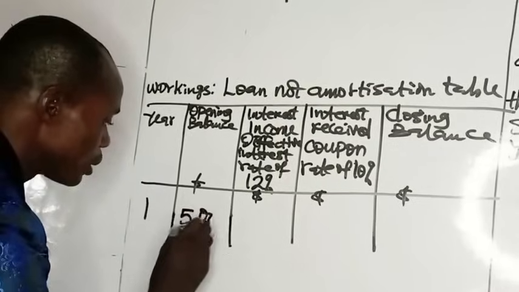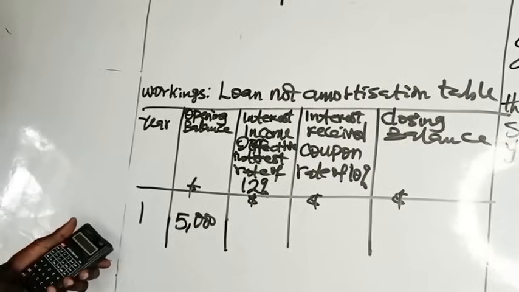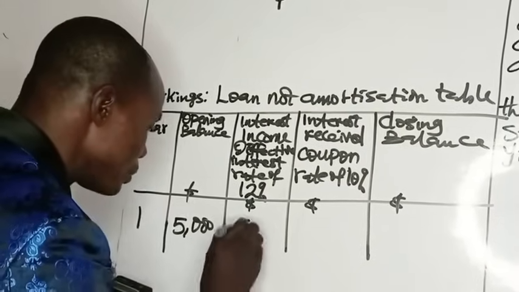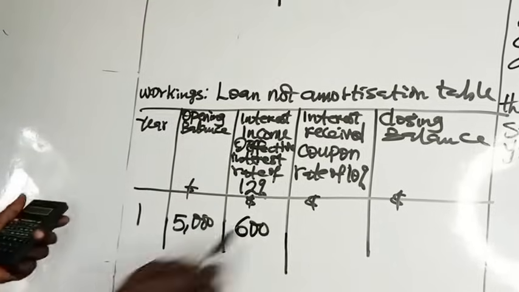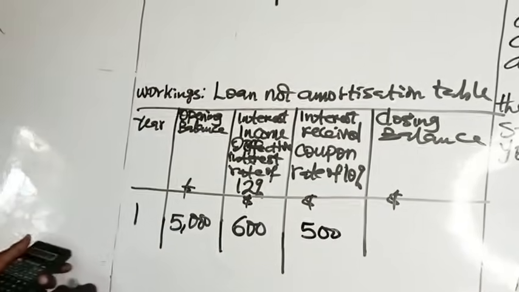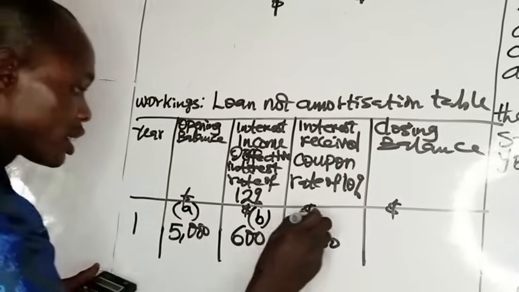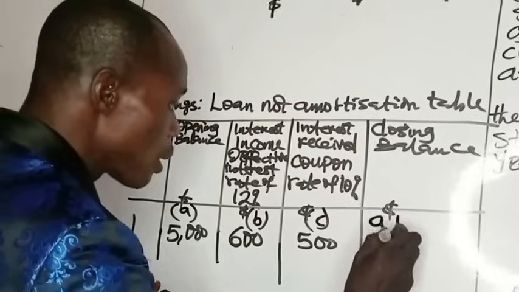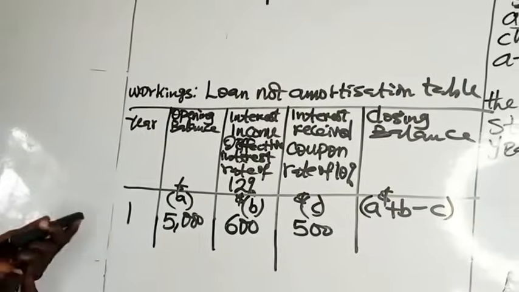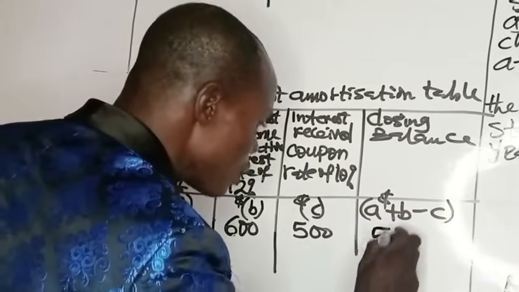So year 1, how much is the fair value of the loans? The loans is 5,000. You calculate 12% of 5,000, that gives us 600 naira. Then interest received, 10% of 5,000, that will be 500. Then, if this is A, this is B, and this is C, then the closing balance will be A plus B minus C. 5,000 plus 600 is 5,600, minus 500, that will be 5,100.